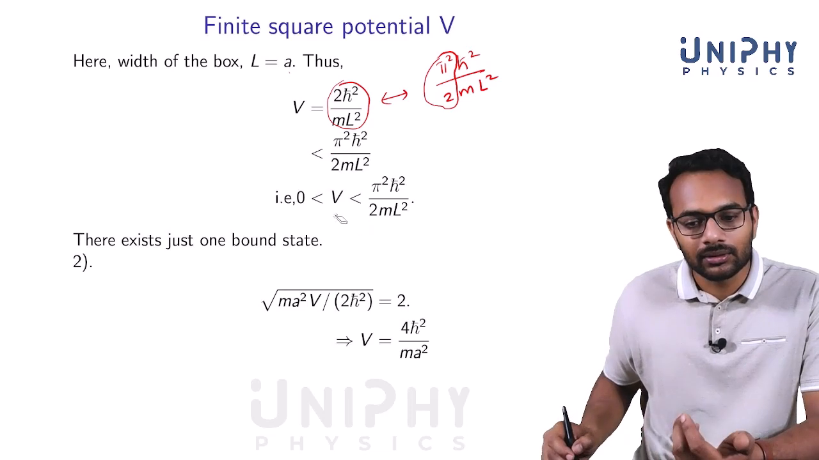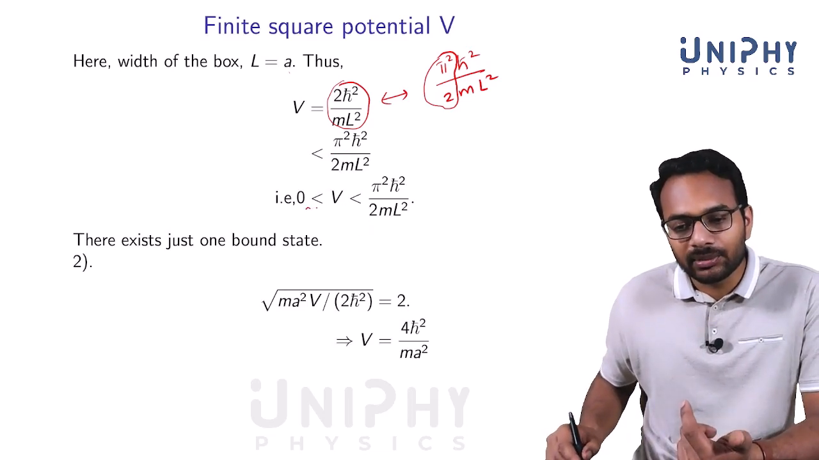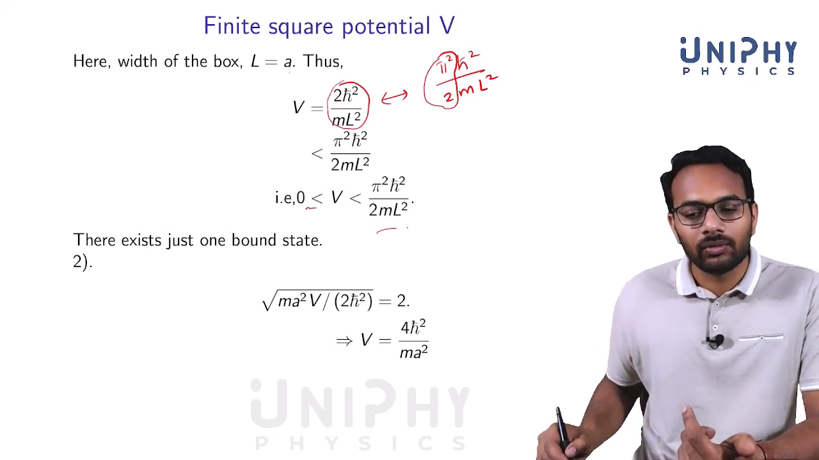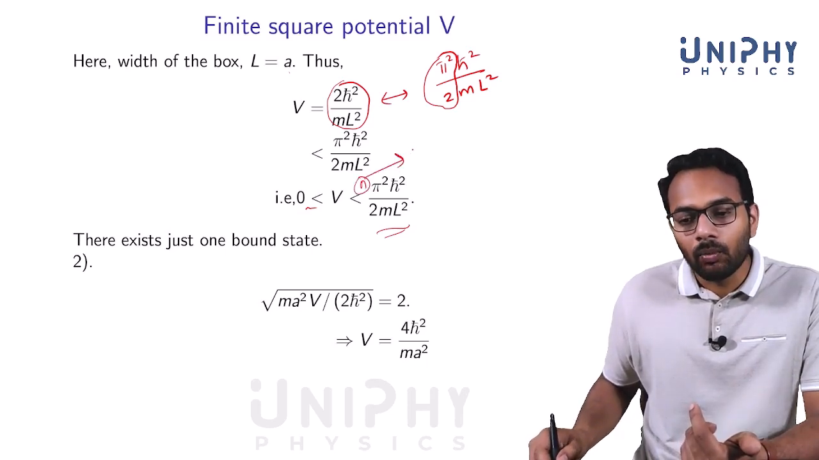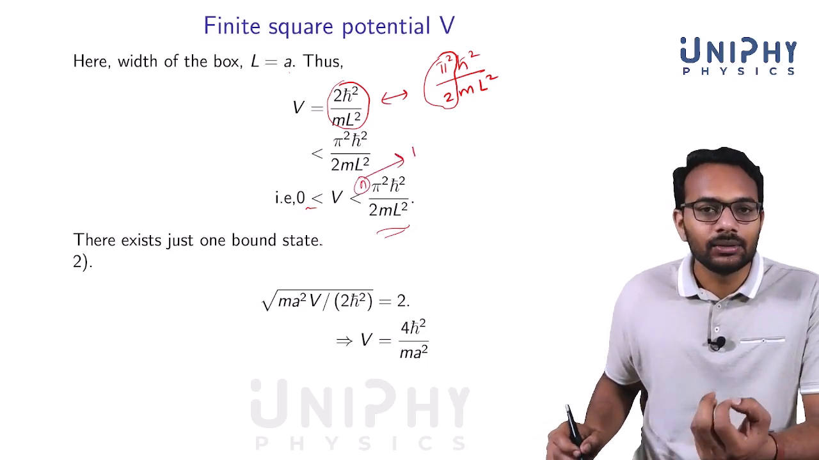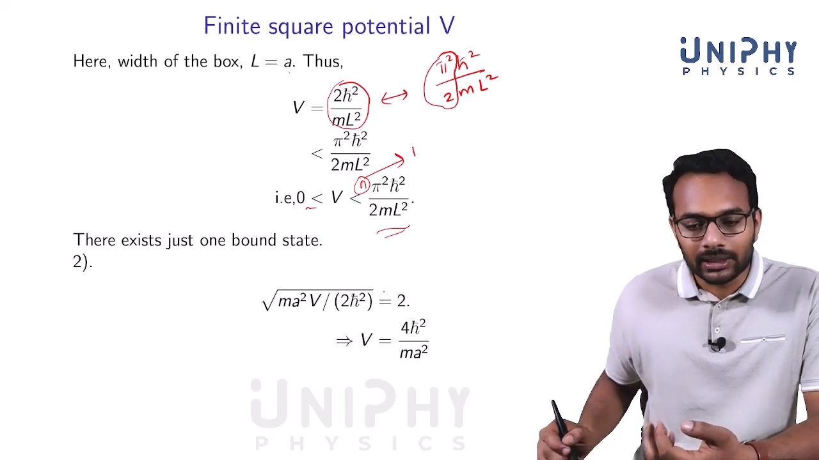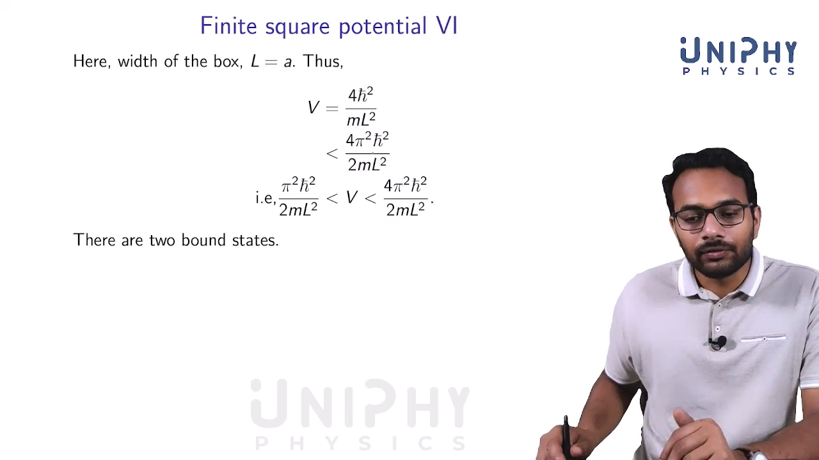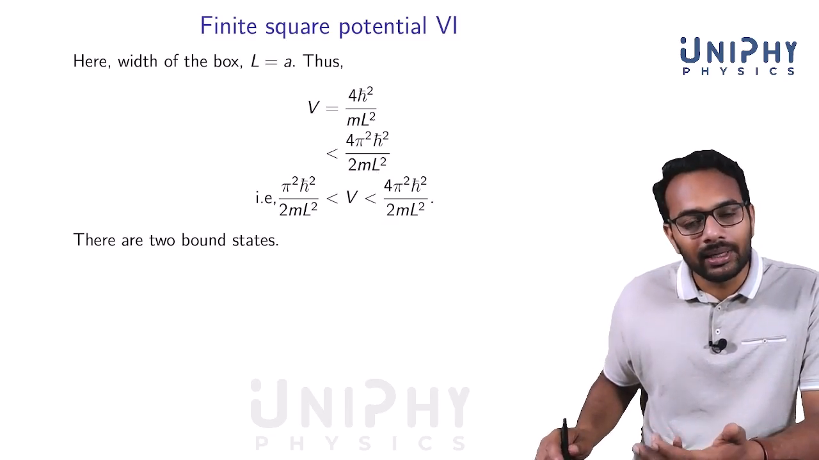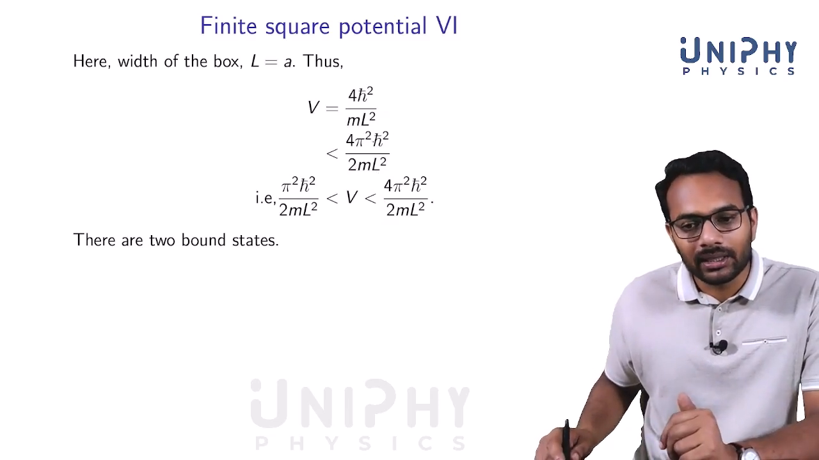That's it, right? So in other words, the potential energy is between 0 and pi square h cross square divided by 2 ml square. So the n here is actually 1. So the number of bound states is 1, right? Similarly, we can do the case for n equal to 2, and you will get V is equal to 4 h cross square divided by ml square.